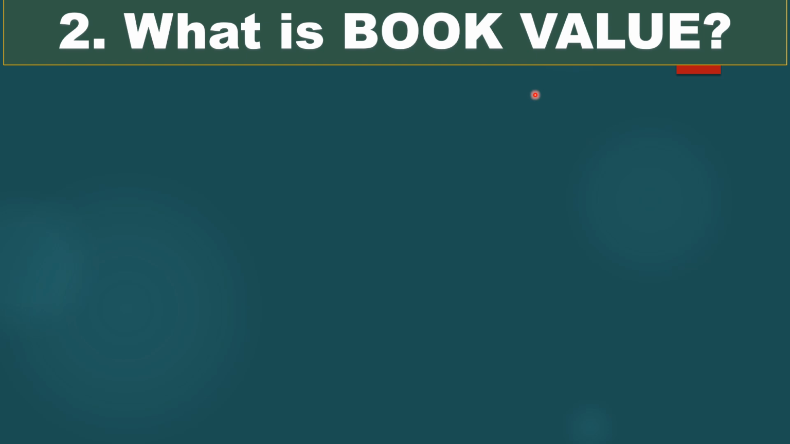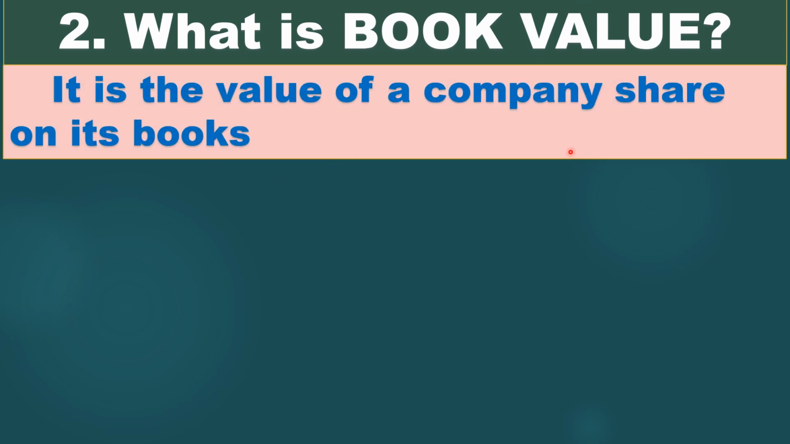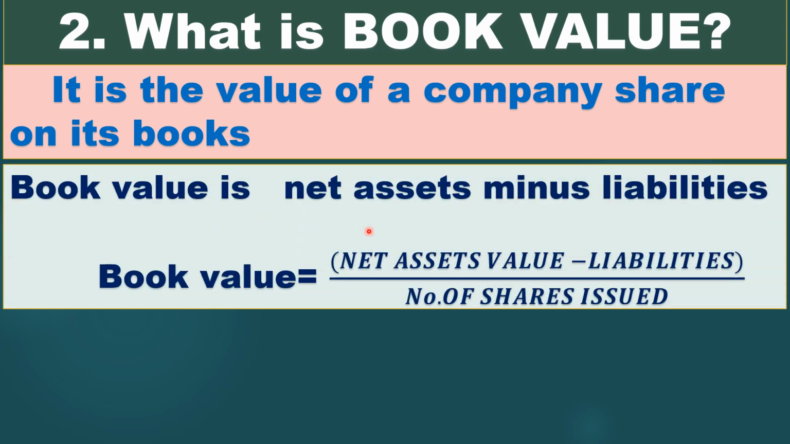Okay, now let us see what is book value. What do you mean by book value? It is the value of a company's share on its books. It is the actual value of a company's share on its books. Okay. How is it obtained? Book value is net assets minus liabilities. Liabilities are, for example, the company is liable to pay salary. It is different from debt.